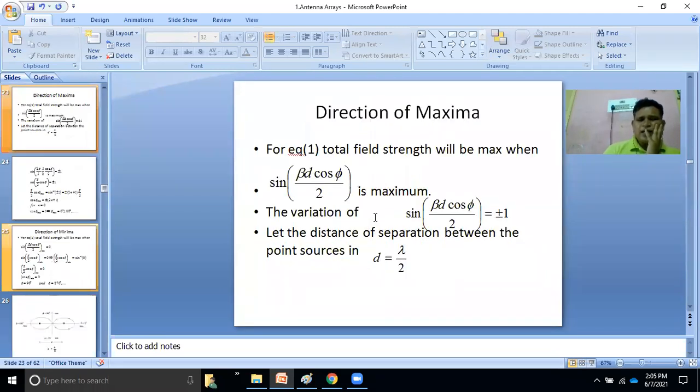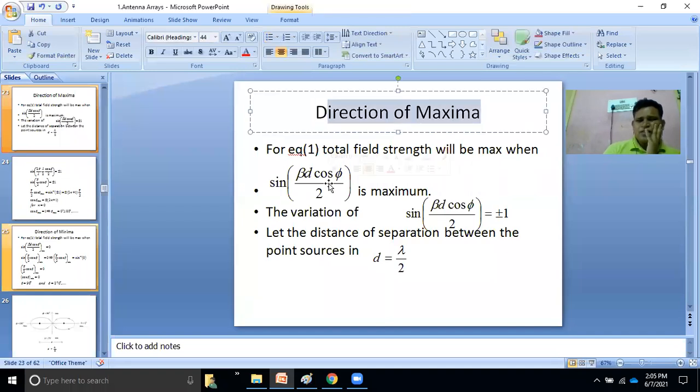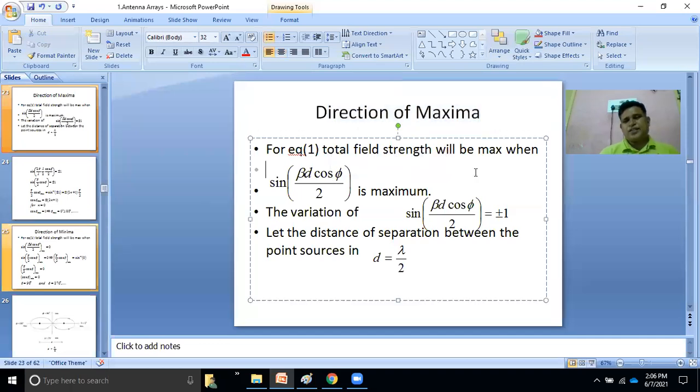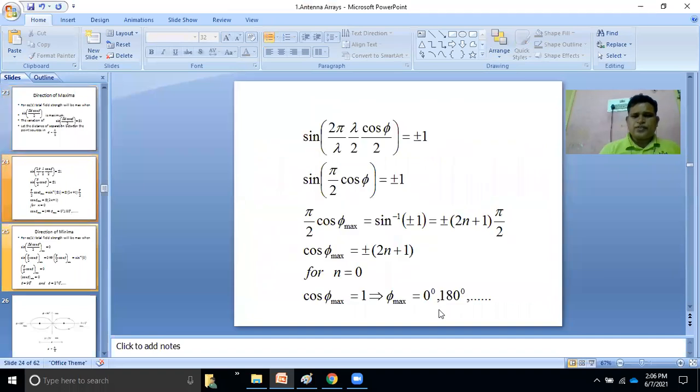For this also we can calculate the direction of the maximum. When this value becomes maximum, we get the maximum radiation intensity, the maximum electric field intensity, in that direction. Maximum means the sine value is plus or minus 1. Here d is equal to lambda by 2. If you substitute, sin((π/2) cos φ) is equal to plus or minus 1.